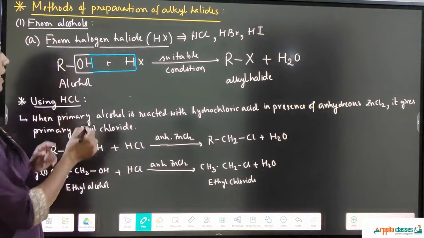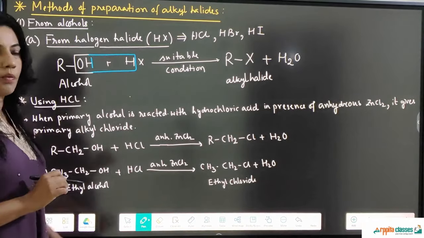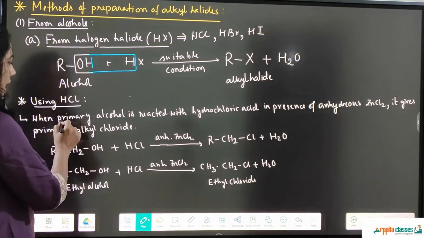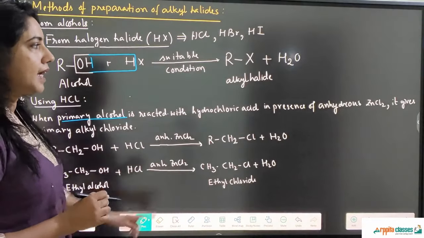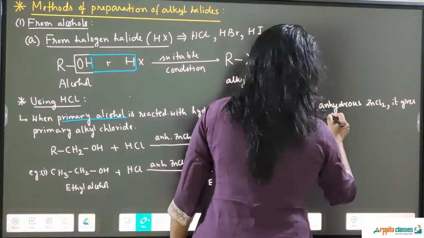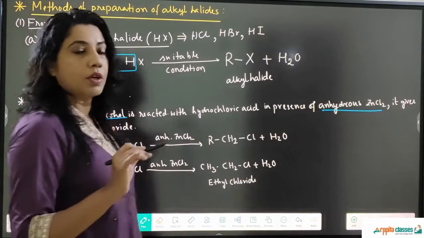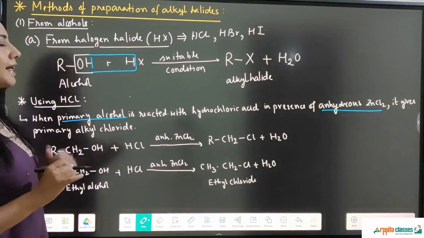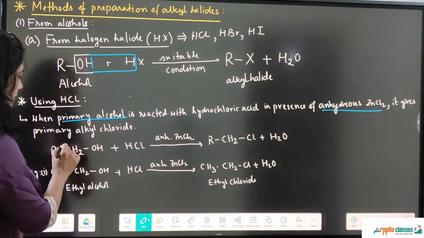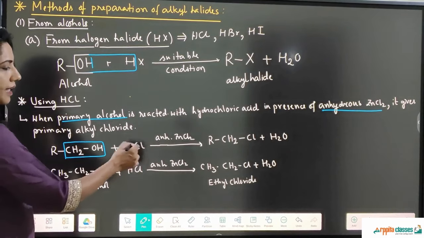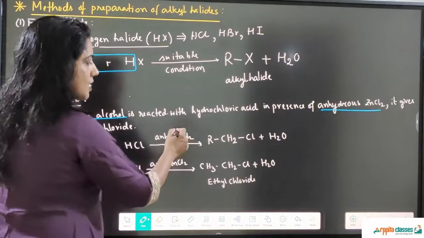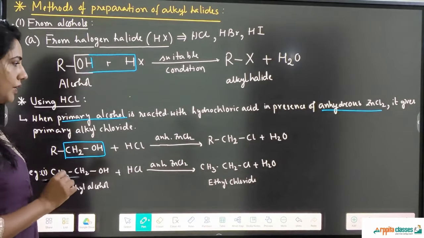So when we are using HCl in case of HX, this primary alcohol is reacted with hydrochloric acid in presence of anhydrous ZnCl2. This is very important. It gives primary alkyl chloride. So our primary alcohol is RCH2OH, reacting with HCl in presence of ZnCl2. Anhydrous ZnCl2 has to be taken here.